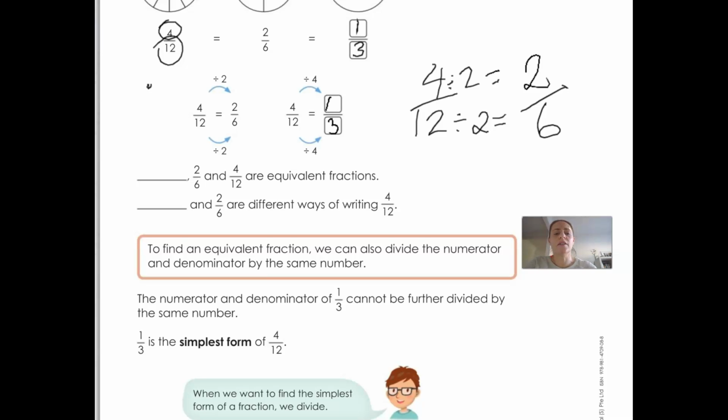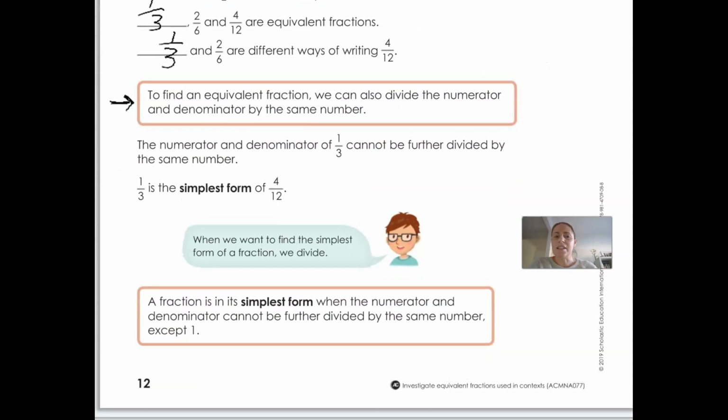So here we've got all of those same fractions again. So we can say 1/3, 2/6, and 4/12 are equivalent fractions. We can say that 1/3 and 2/6 are different ways of writing 4/12. Okay, let's read this box together. To find an equivalent fraction, we can also divide the numerator and denominator by the same number.